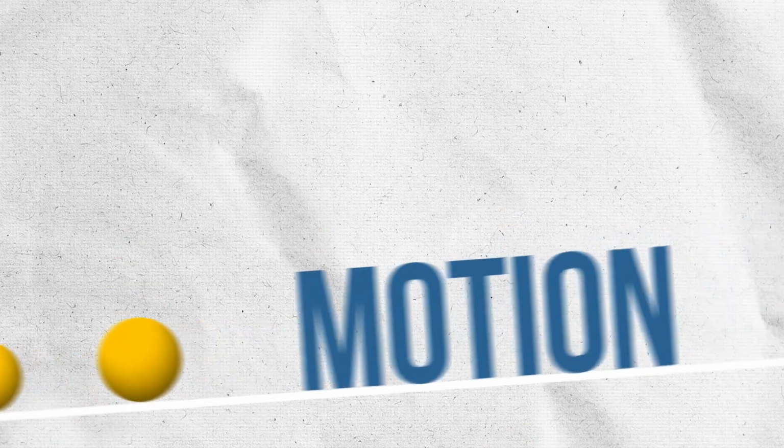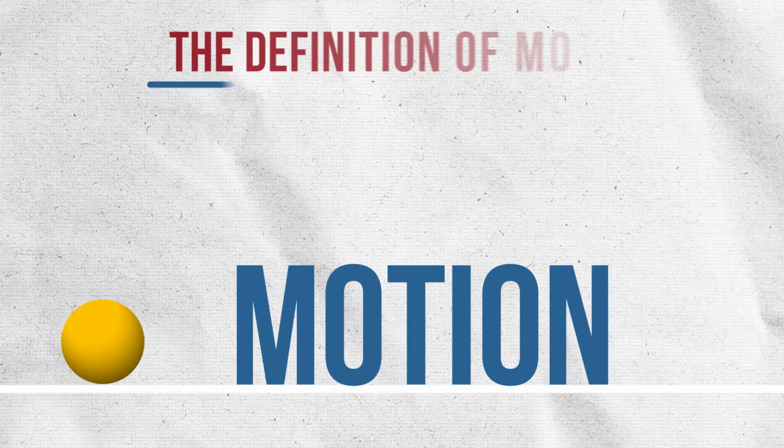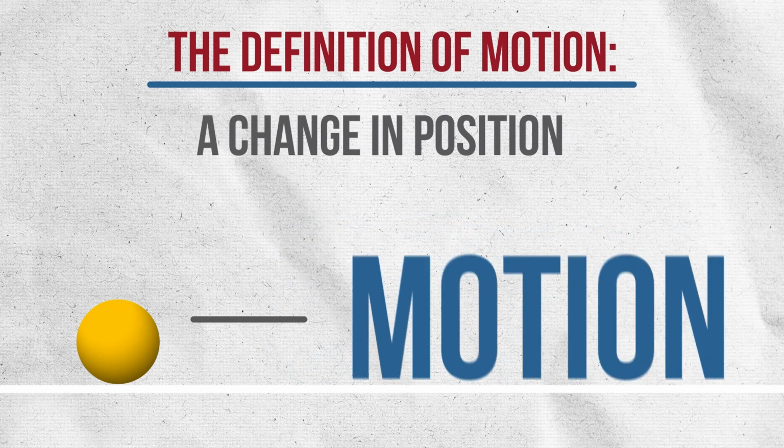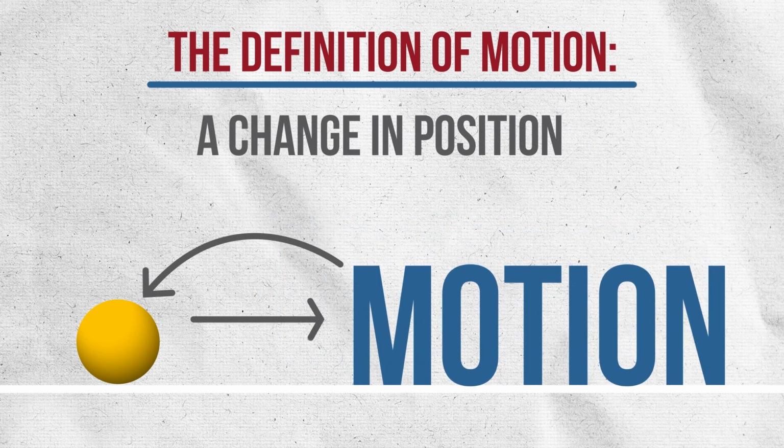So in science, motion has a very special meaning. Do any of you know what motion is? In science, motion is a change in position. So think about when your body moves, when you sit in a chair versus when you stand up. That is a change in position. So your body is in motion. Remember that for our lesson later on.